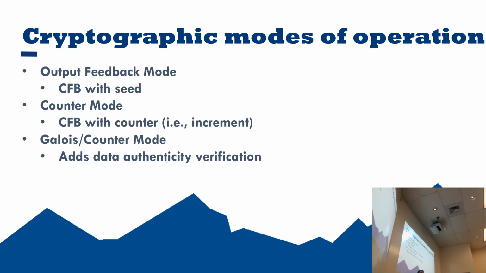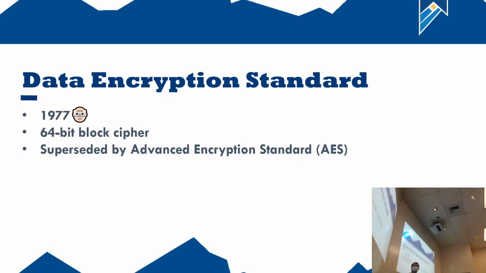You've got counter mode. It's basically just adding a counter, which of course is going to be an incrementing counter. So that's going to help randomize things a little bit. And then of course you have Galois counter mode. That's basically just adding in the verification process to make sure that nothing was corrupted or anything. Like I said, I'm not going to cover those in a lot of detail. Just understand the basics of them.